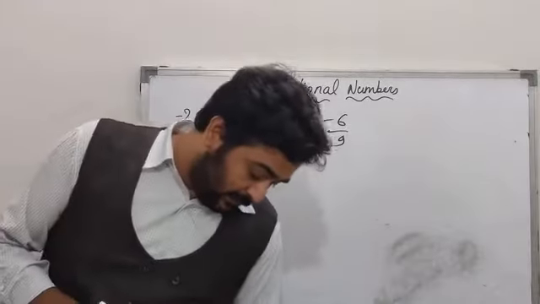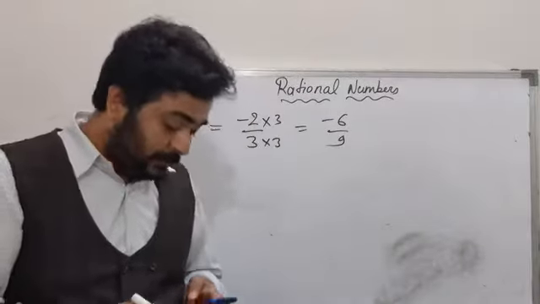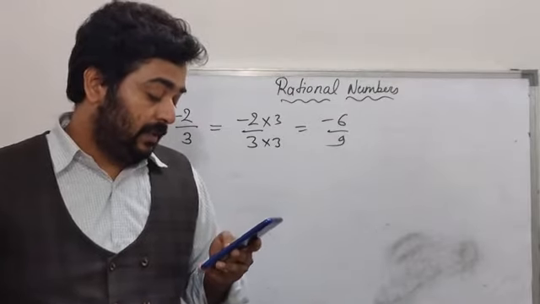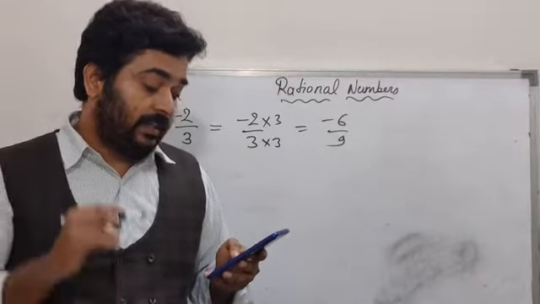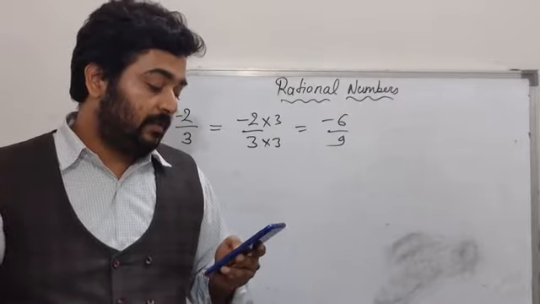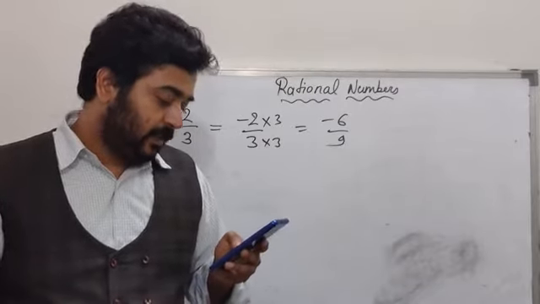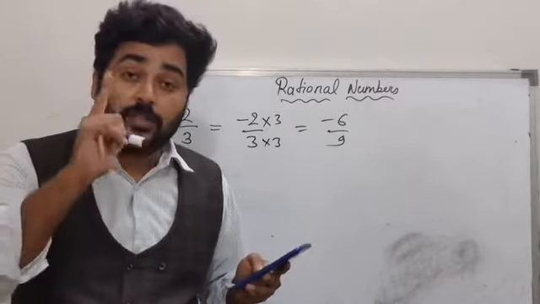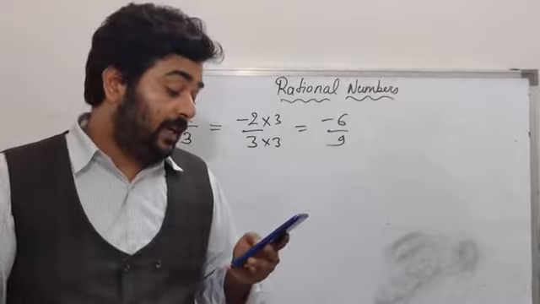Equivalent fraction, is it understood? If you want to find the equivalent fraction of any rational number, then multiply the numerator and denominator by the same number. It is also written in your book. Please see page number 175. By multiplying the numerator and denominator of a rational number by the same non-zero integer, we obtain another rational number.